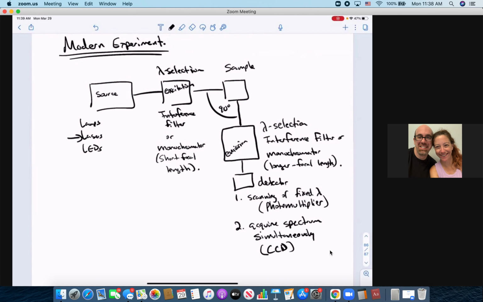A little more sophisticated than a stained glass window and a glass of wine. But from an operation standpoint, it's the exact same experiment, right? You may notice as you go through my exams.